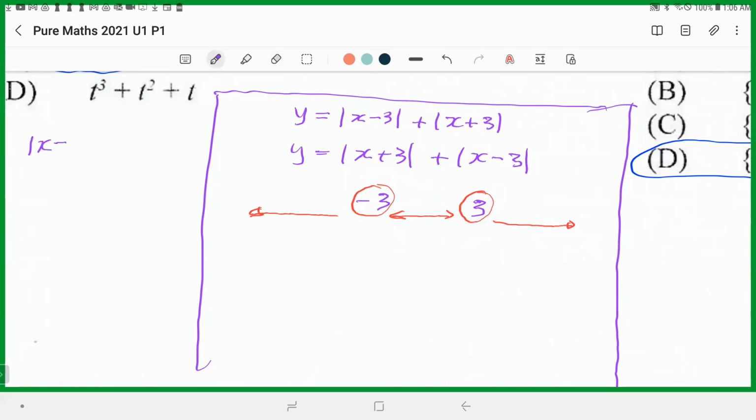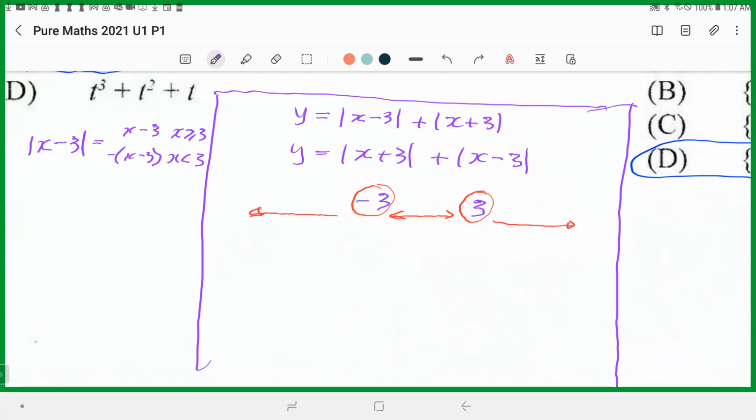The critical value is 3. So this is equal to x minus 3 when x is greater than or equal to 3. But when x is less than 3, it's equal to the negative of itself, the negative of what is in here. So it's equal to minus x plus 3, and I can put the minus outside, so it becomes minus x minus 3 when x is less than 3. So the modulus function is one of these two, depending on which side of the 3 you're on.